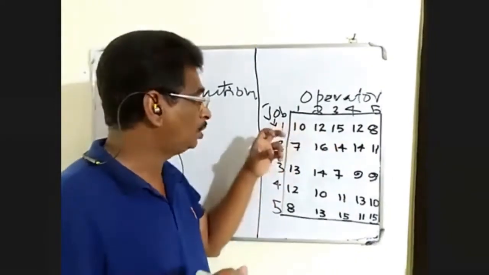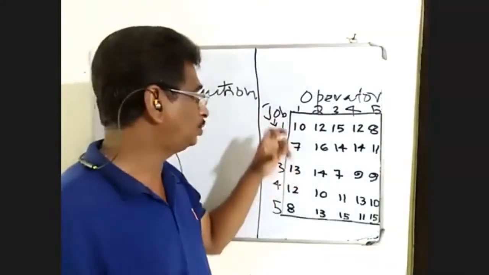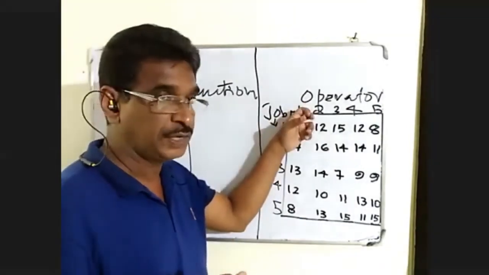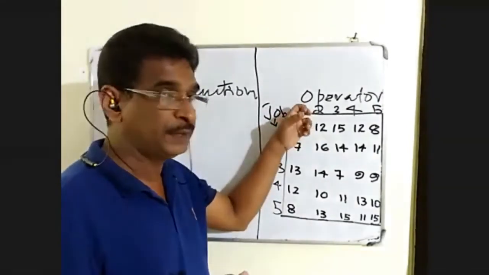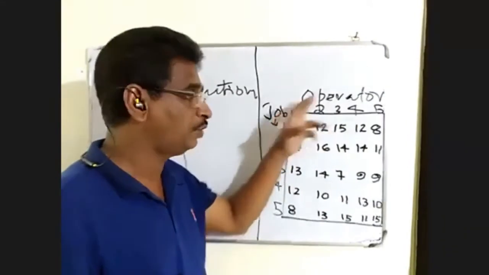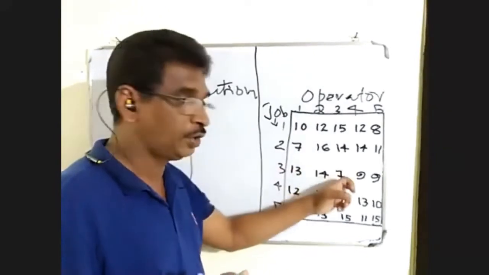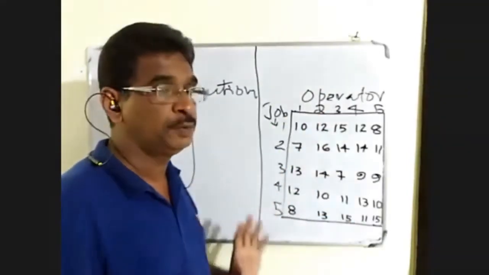So what we are going to do is allocate one job to one person. We can allocate only one job to one person. That is, in one row you can allocate only one job. In the second row we can allocate one job, in the third row we can allocate one. So it should be in different positions.